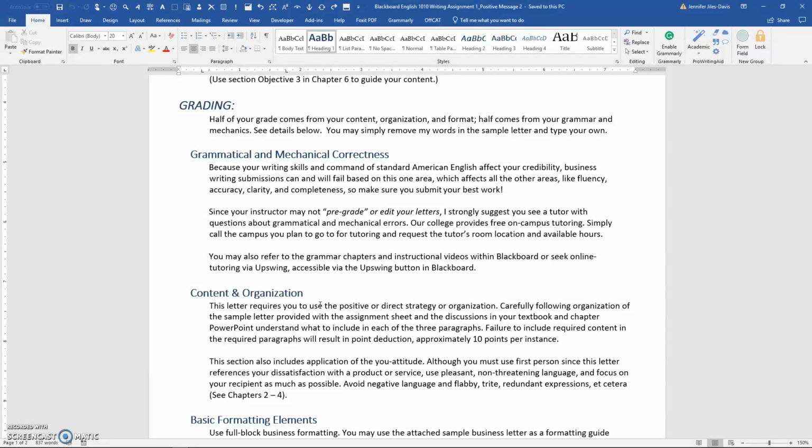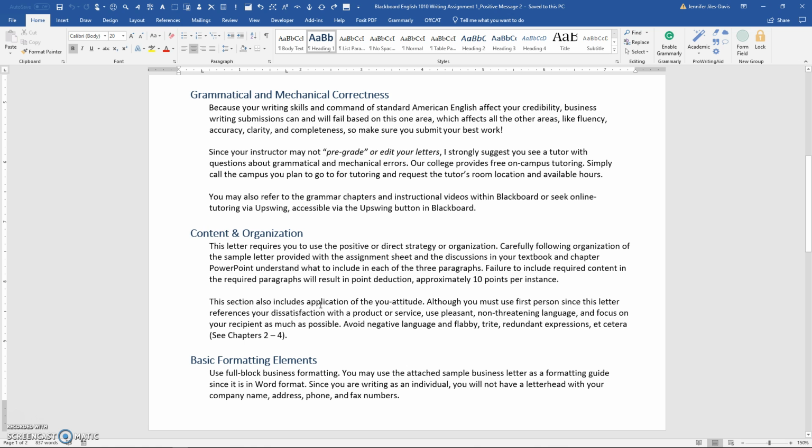You have 3 writing assignments. Each one counts about 12.5% of your overall grade. So you don't want to wait and start working really hard on your final writing assignment. You want to start working hard on the first writing assignment. And of course, I do not pre-grade your work, so please don't ask me to look at your letter and give you an opinion. I can't do that, but I do suggest you go see a tutor.